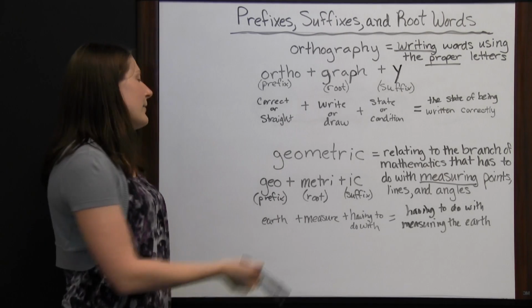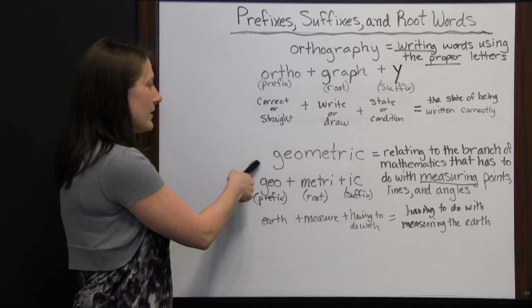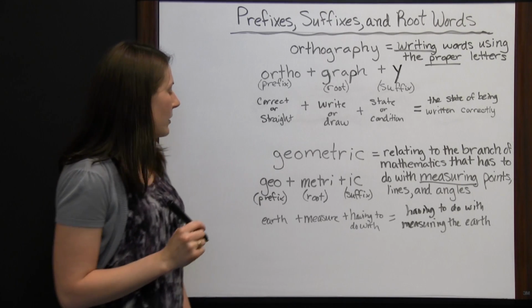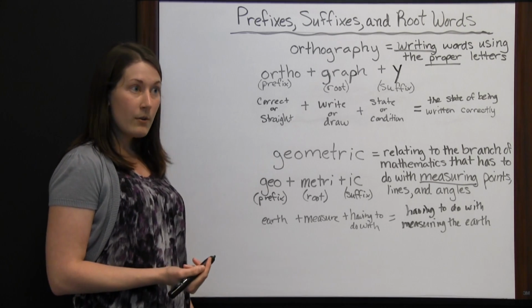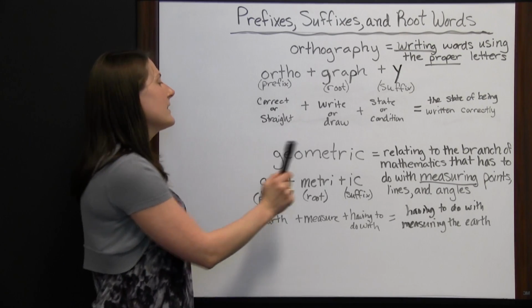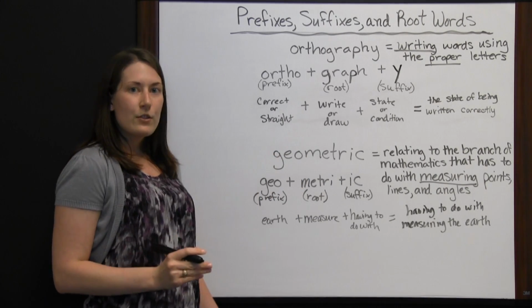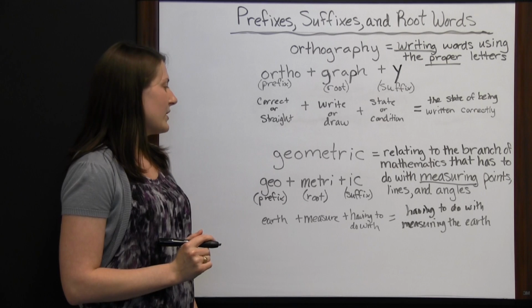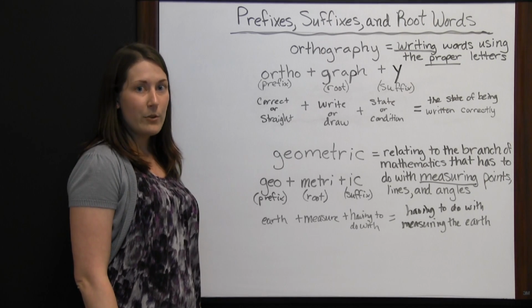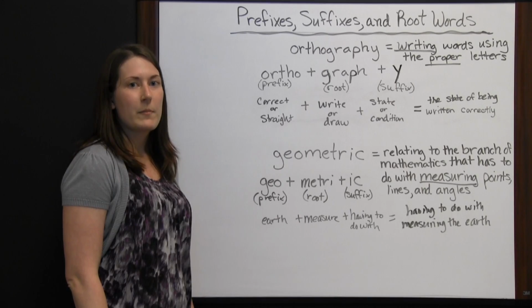You would be able to tell from the root word measure that geometric is going to have something to do with measuring. So if you ever come across a word that you don't know, first, try to figure out what the prefix is, the root word is, and the suffix is, so that you can maybe get an idea of what the word means. You can see how important prefixes, suffixes, and root words are to understanding what a word means.